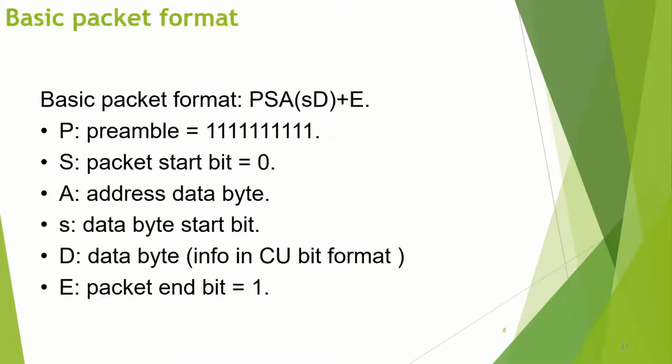The basic packet format is expressed as PSA(sD+E), where P is the preamble, which is a sequence of at least 10 1 bits. A is the 8-bit long address of the unit. Small s is the start bit which is always 0. D is the 8-bit data which contains address, data and error correction information. E is the packet end bit which is always 1.